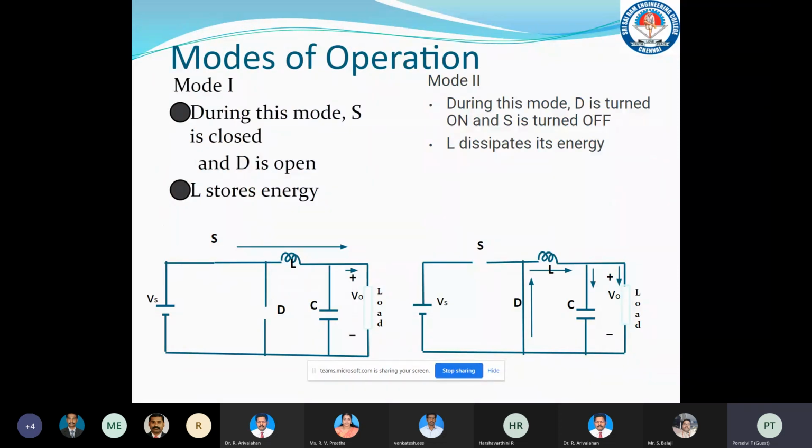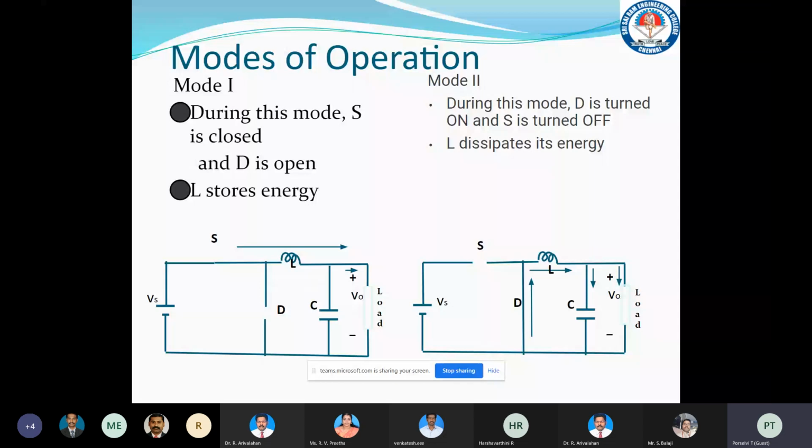The two modes of operation are explained here. In mode 1, the switch is in the closed position. During this mode, the diode will be in the open condition, and the current will flow from Vs through L to the load. This current is divided into two parts. Some current flows through the capacitor, which charges it, and the remaining current flows through the load. To make the analysis simple, we assume the load current to be at a constant value, and during this mode, the inductor stores energy.